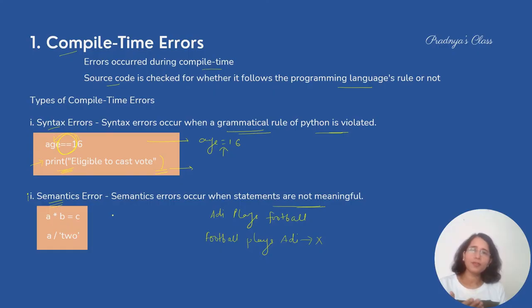Sometimes though we are following the correct syntax, the statement is not meaningful, and then it will result in a semantic error. Let's take one example. Here we are multiplying two variables. This is a correct form of multiplication, but when I try to assign it to one variable, the statement is not meaningful. It should be C = A * B. Let's take one more example. Here we are dividing two values with the division operator. That is correct, but A is an integer value and 2 is a string value, which is not allowed in the division operator.